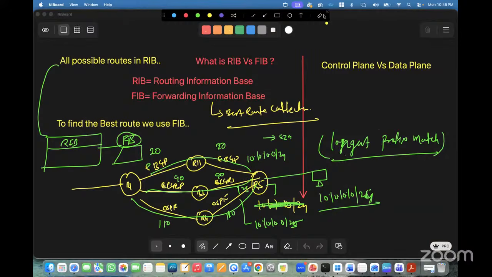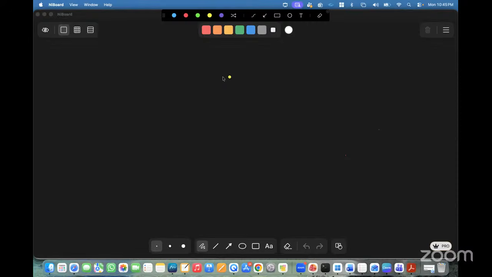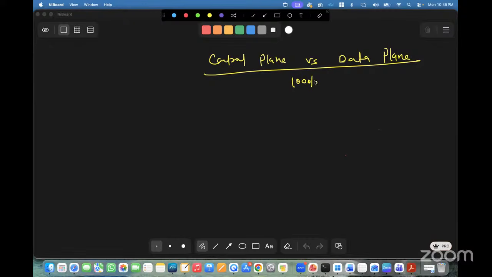All right. Now let me discuss the last topic of the day, the control plane versus the data plane. Tell me, what is the difference between control plane and data plane? This term is going to be used again and again in SD-WAN as well, and it is related to legacy WAN too. Any router, switch, firewall, load balancer, Zscaler, this control plane and data plane remain there.